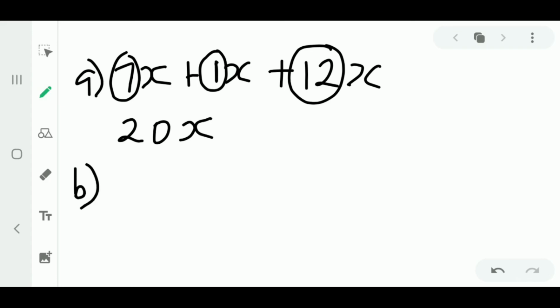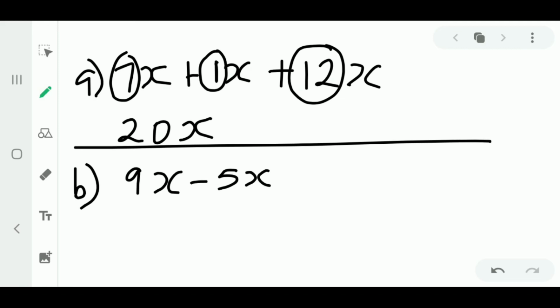Let's try another one. Let's say we had 9x minus 5x. We look to see if the powers of the variables are the same. Yes, they are the same, so they are compatible to be added or subtracted. So what we do now, we look at the coefficients and we look at the sign. So it is 9 minus 5, which is 4, and we write back the x.